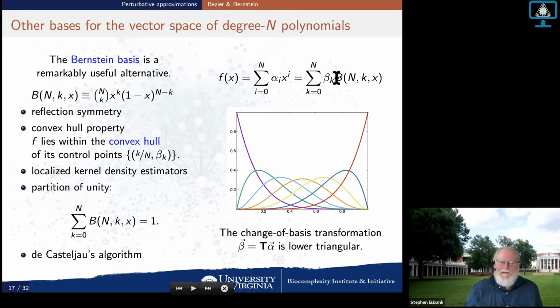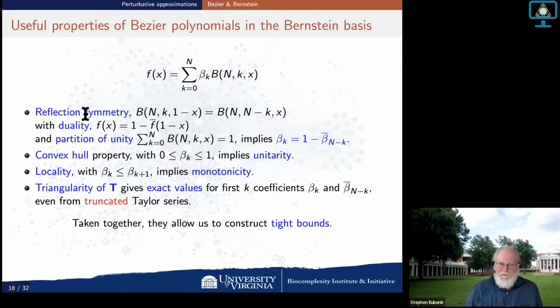So what are some of the consequences of all these nice properties? If you put together the reflection symmetry of the basis functions with the duality that we mentioned before, and the fact that a partition of unity gives you a really simple expression for 1, it implies that the Bernstein coefficients in the original problem are just 1 minus the reflected Bernstein coefficients in the dual problem. So if you know the first k of these, say, and the first k of these, you'll be able to constrain this function at both ends.